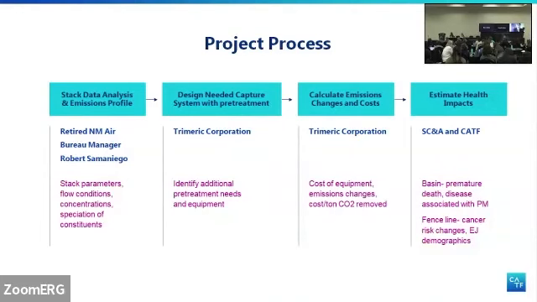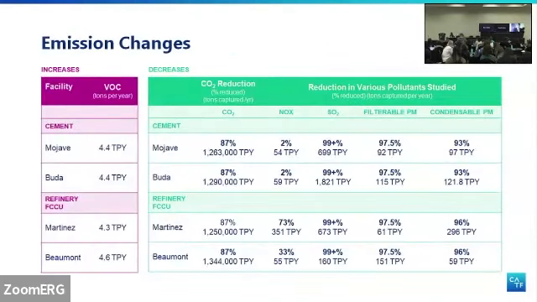So next slide, please. What I wanted to show you is we looked at the Cal Portland plant in Mojave for cement, the Buddha Lehigh plant in cement in Texas, the Martinez facility here in California, and Exxon's Beaumont refinery in Texas. And again, with the refineries, we're looking only at the catalytic cracking units.